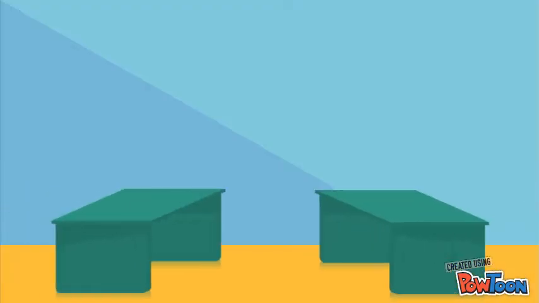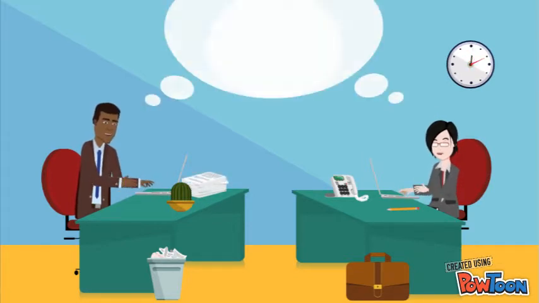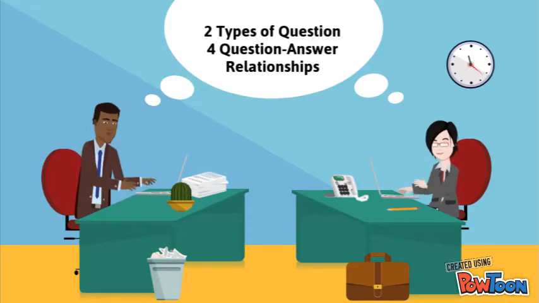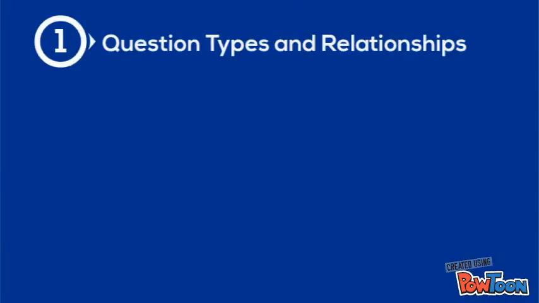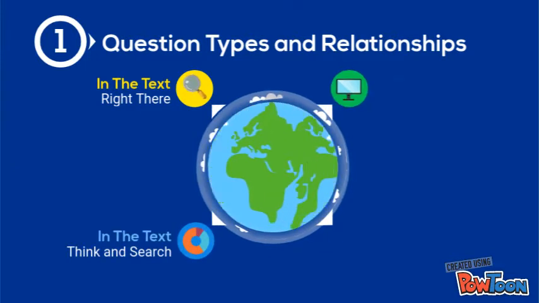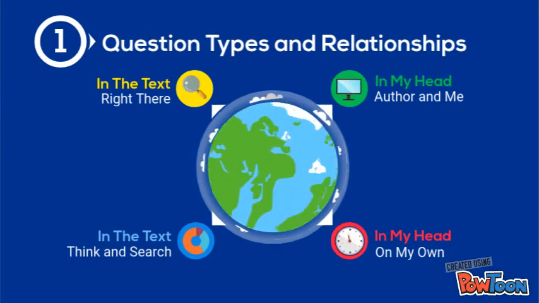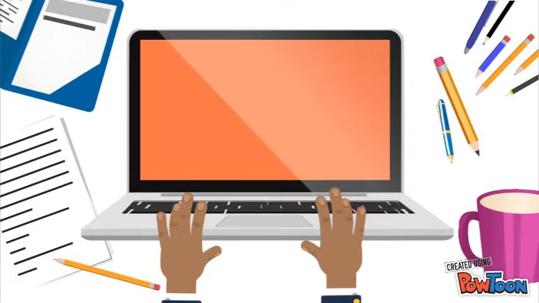In the QAR strategy, there are 2 different types of questions and 4 different types of question-answer relationships. These are the in-the-text questions, which are the right there relationship and the think and search relationship, and the in my head questions, which are the author and me relationship and the on my own relationship.